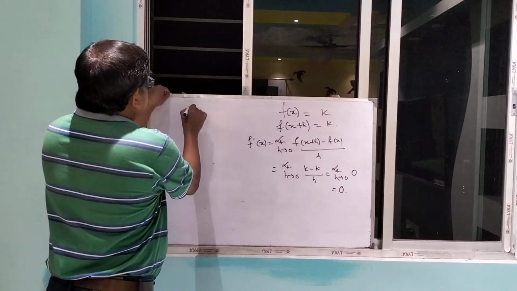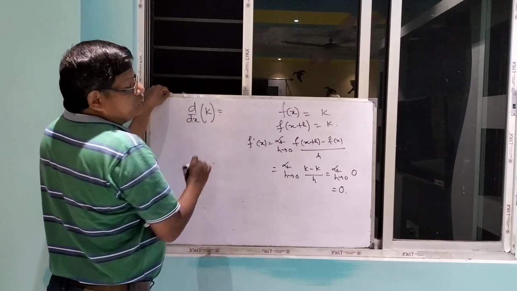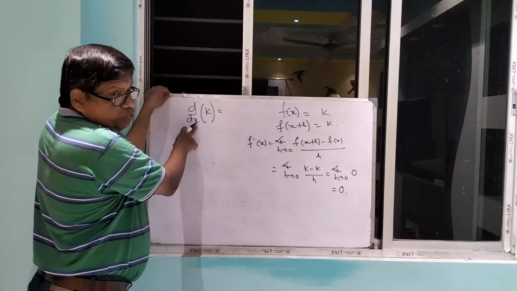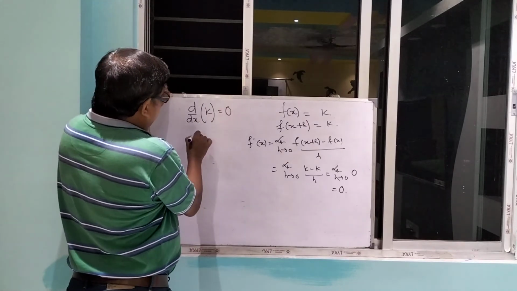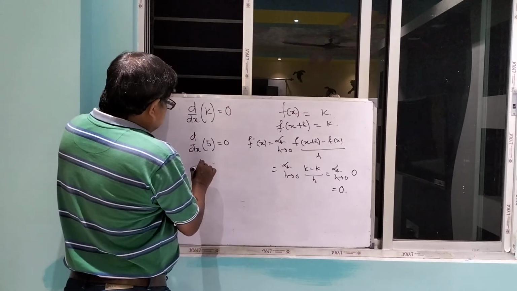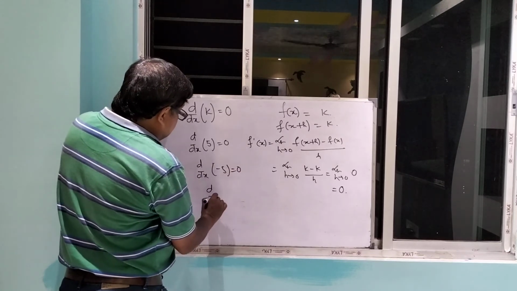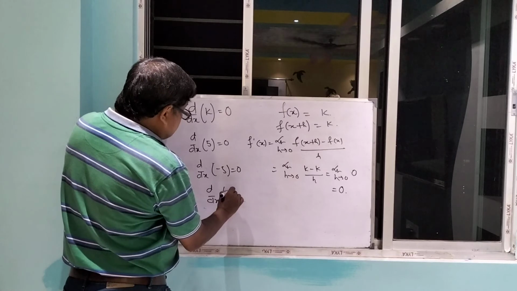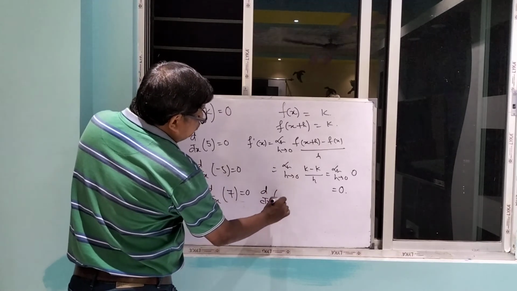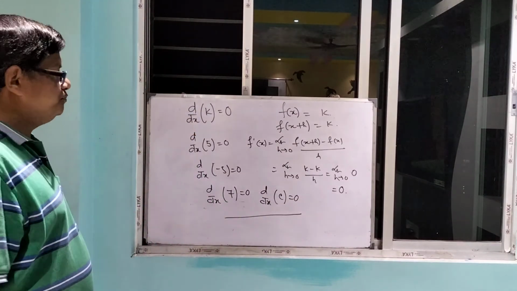Keep in mind, d/dx of any constant term, suppose k is a constant with no x in it, with respect to x will be 0. Suppose d/dx of 5 is 0. d/dx of minus 5 will be 0. d/dx of 7 will be 0. So d/dx of any constant c will be 0. Keep in mind.